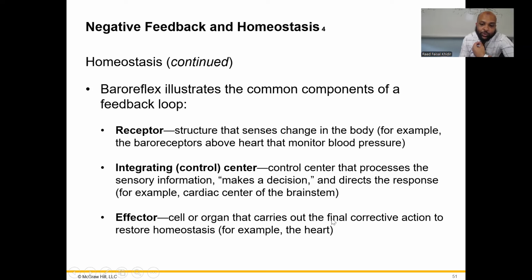And the effector here, who would be the effector in the baroreflex? The heart, because it was the one who responded to the brainstem's motor effects to increase the heart rate.